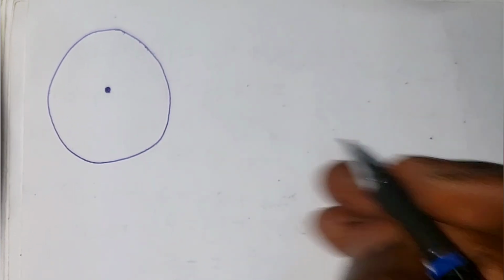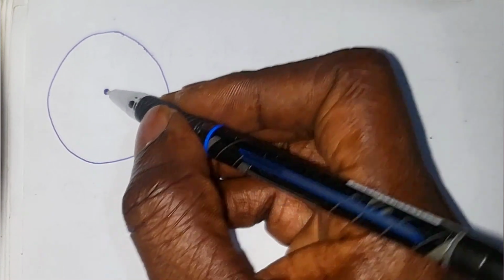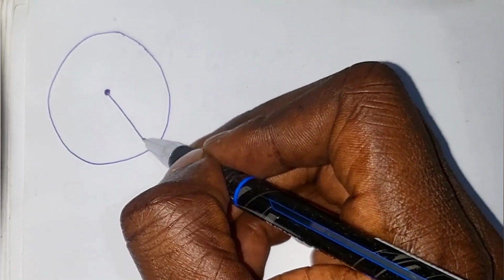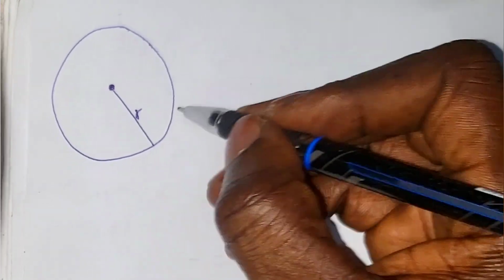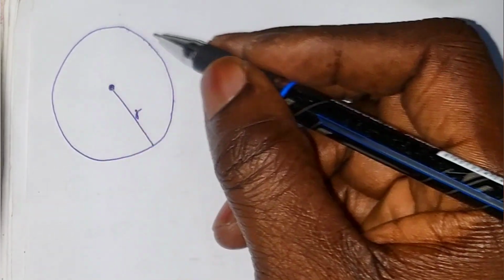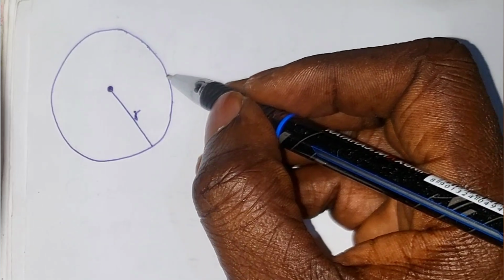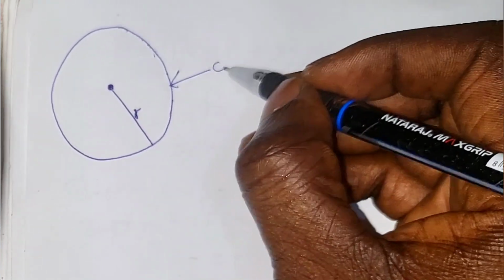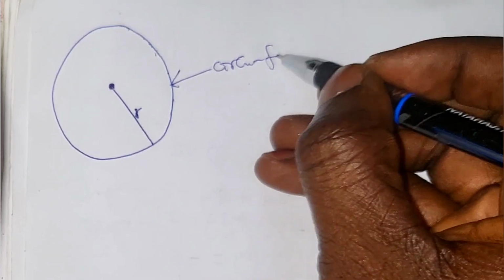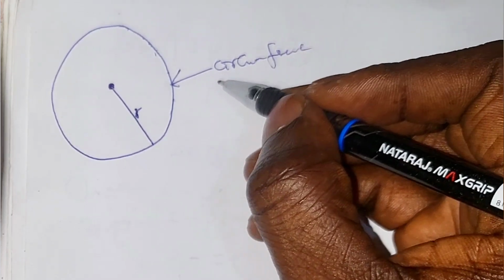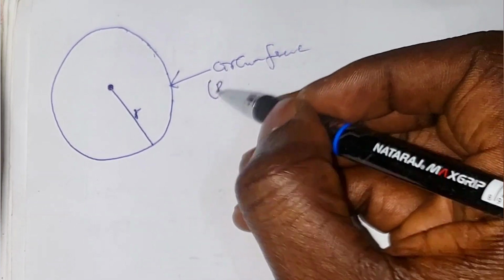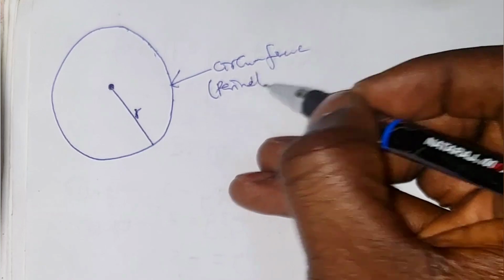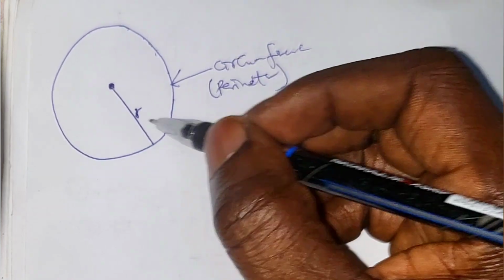So if you have a circle, the line that is drawn from the center to any point of the circumference, you call the radius. Any part on this is called the circumference. The total path is also the circumference. Now, the circumference can also be called the perimeter of the circle. That's the perimeter of the circle, and that's the radius.